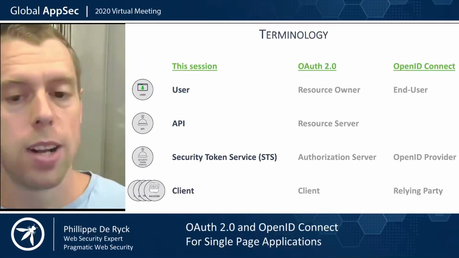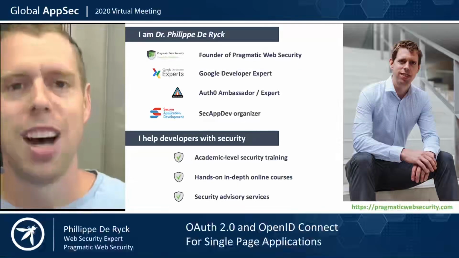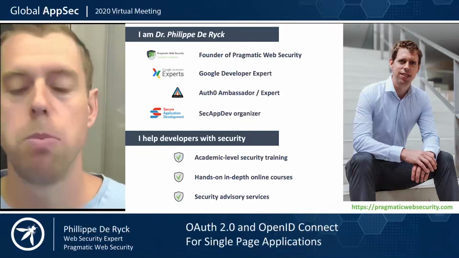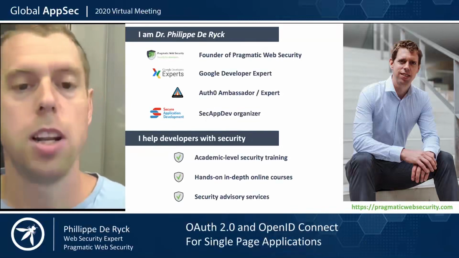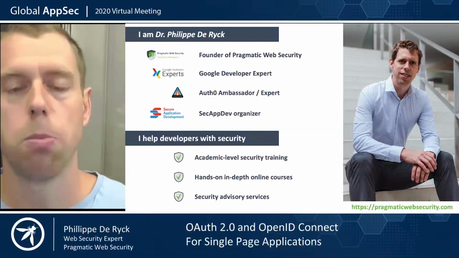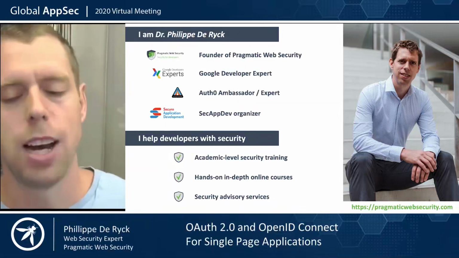All right, before we dive in, a few small words about myself. I'm Philippe de Ryck, and I'm from Belgium. And I used to travel the world to help people with security. So I did a PhD in security, and for a few years now, I'm running my own consulting and training company called Pragmatic Web Security. And I travel the world, or I teach online nowadays.